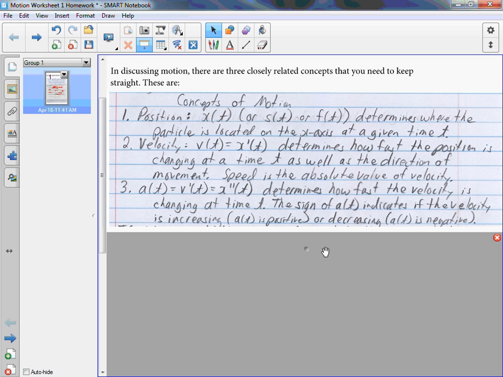The sign of a of t indicates if the velocity is increasing, if a of t is positive, or decreasing, if a of t is negative. And when you finish writing, we'll talk about that.